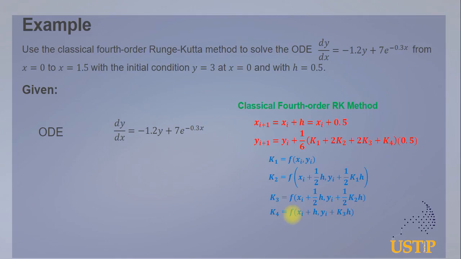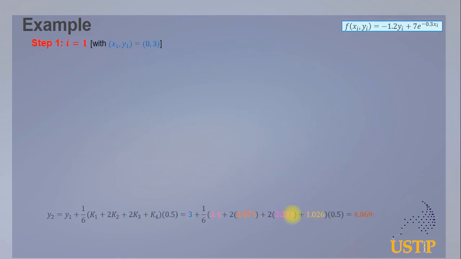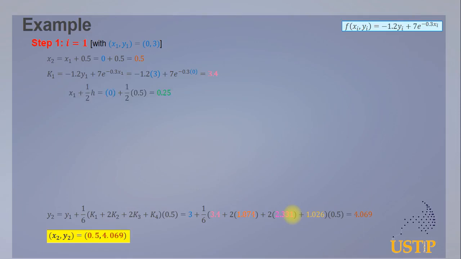Okay. So, for example, our ODE is same gyapon sa ganina, no? dy over dx is equal to negative 1.2y plus 7e raised to the power of negative 0.3x. Okay. So, we have this initial value, 0 and 3. And then the step size is still the same. So, our step 1, same gyapon. Then, we will solve for x2, still 0.5.